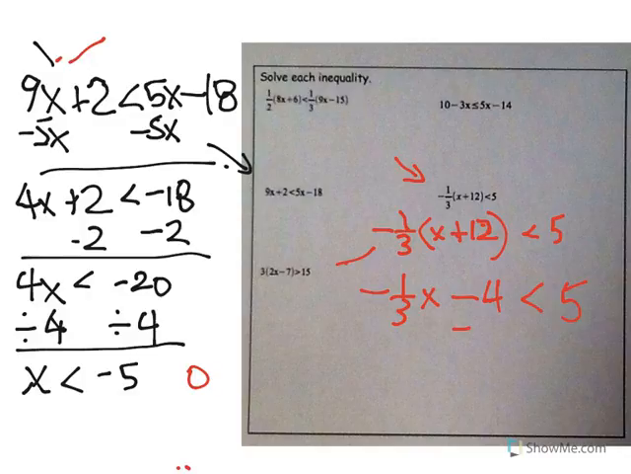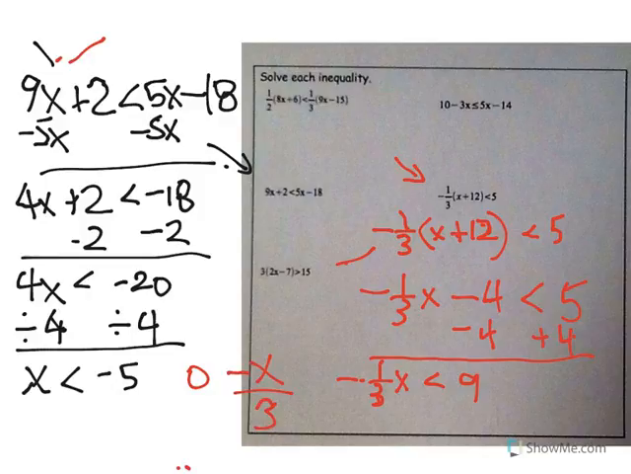So now I'm just going to add 4 to both sides. I do that, I end up with negative 1/3 x is less than 9. Now I'm going to multiply both sides by negative 3. And then that will get rid of this stuff here, because this is x divided by negative 3. This is the same as if I were to write it like this. So it's x divided by negative 3 if I wanted to do it that way instead.